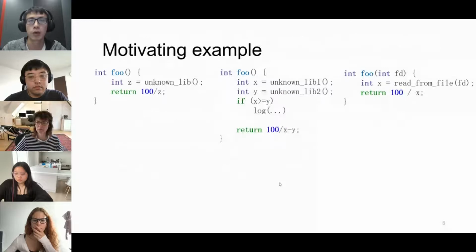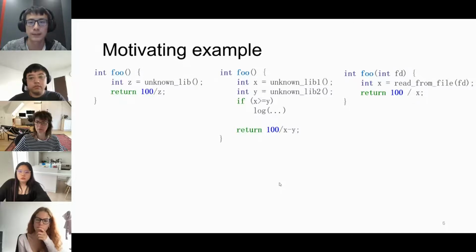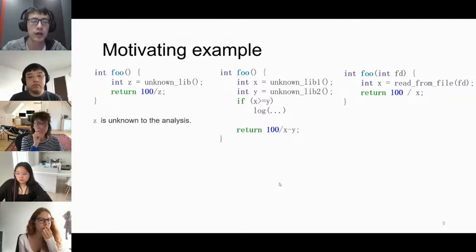Let me use an example for illustration. For the 3 functions shown here, the variables x, y, and z are under-constrained in static analysis. Also, notice that the conditions in these functions cannot rule out the possibility of triggering divide by zero. Therefore, in the eye of a conventional static analyzer, all 3 functions are susceptible to divide by zero bugs.